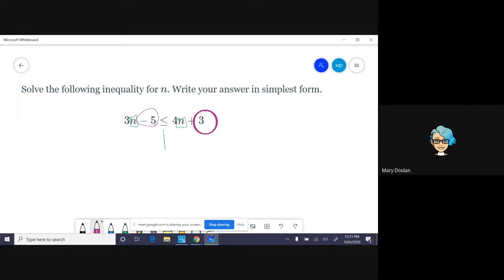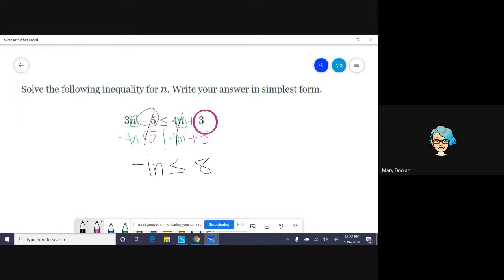Okay, so when you're moving stuff to the other side of the inequality symbol, you're doing inverse operations. So maybe I'm going to add 5 to both sides. And that would mean I would subtract 4n from both sides. So I'm always doing the same exact thing to both sides. So that would make this cancel and this cancel. And then what I'm left with, 3n minus 4n is negative 1n is less than or equal to. Let's bring the symbol straight down. And 3 plus 5 is 8.